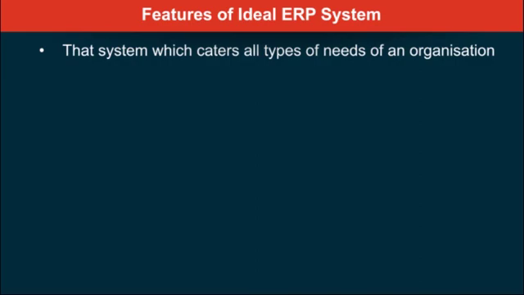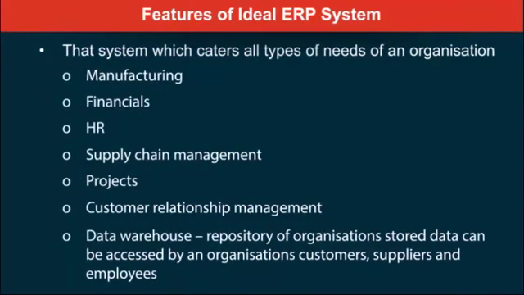What are the features of an ideal ERP system? That system is ideal which can cater to the needs of every part of the organization. We have given some list. That's not a complete list, but it's somewhat complete. It gives you some idea as to what an organization might contain. However, the key feature I would say is the data warehouse. It contains the organization's stored data, right? And that can be accessed by an organization's customers, suppliers and employees if that is permitted.